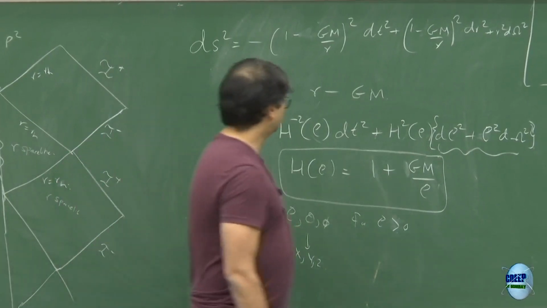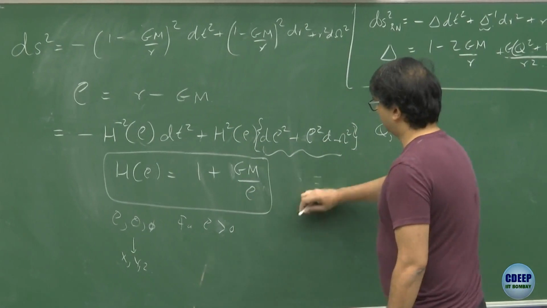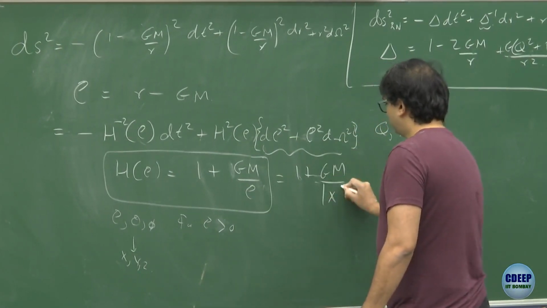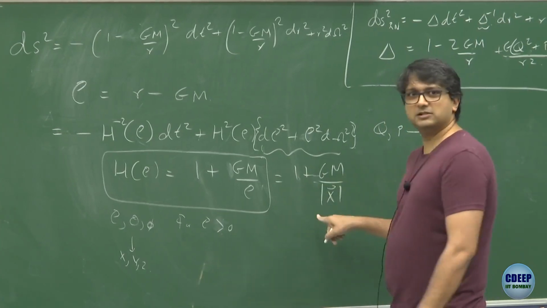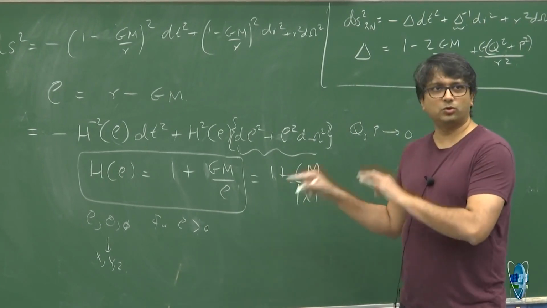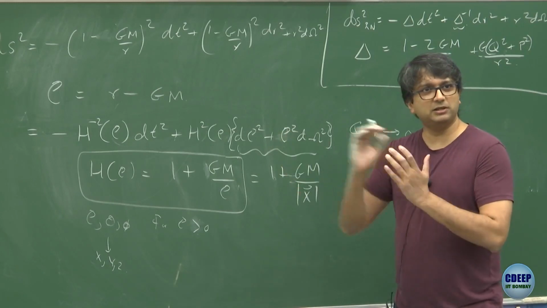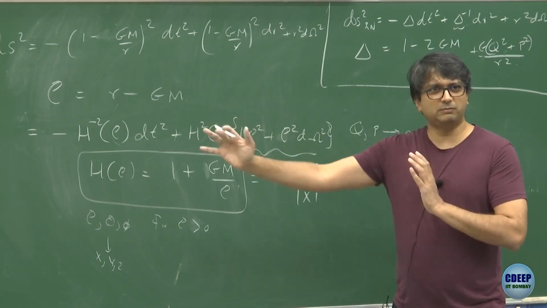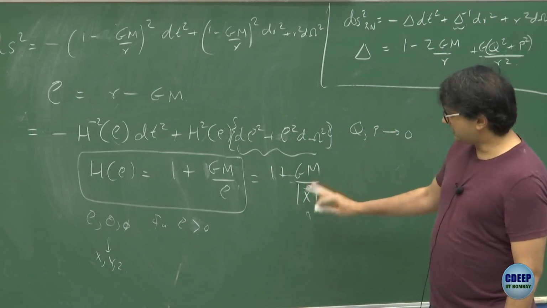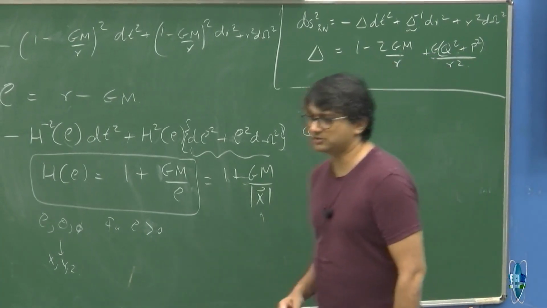If I do that, then this metric can now be written as 1 plus GM by mod x, since rho is like a radial coordinate. Remember that as x goes to 0, rho goes to 0, and that's not really just a point in space-time, but rather you're reaching the horizon of a black hole. So this solution is valid everywhere for rho greater than 0, or mod x greater than 0.